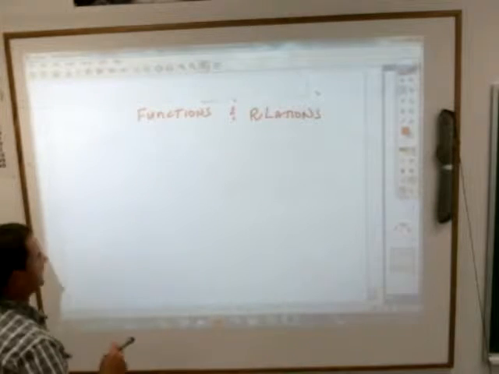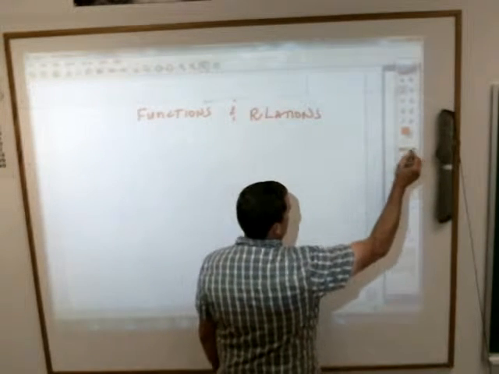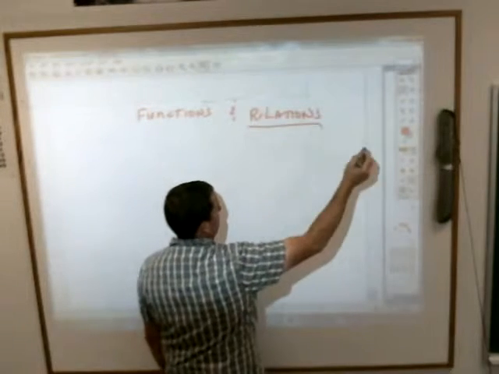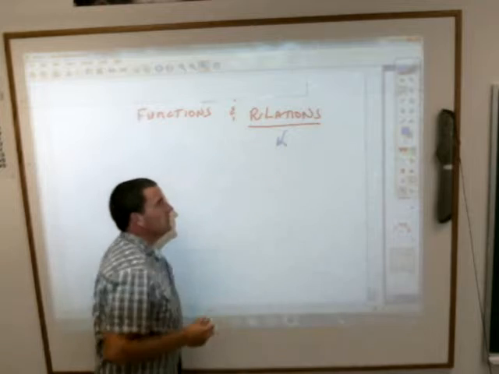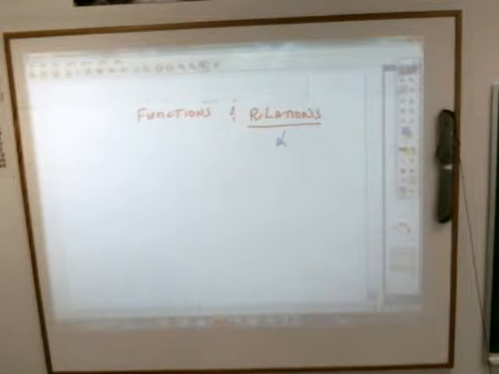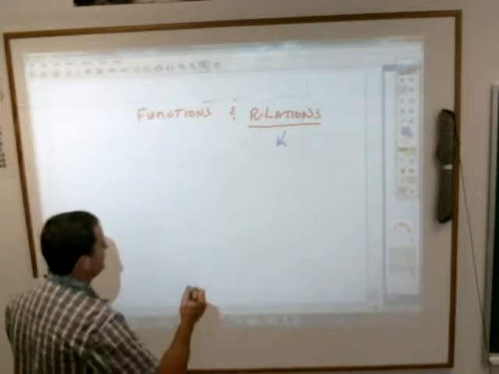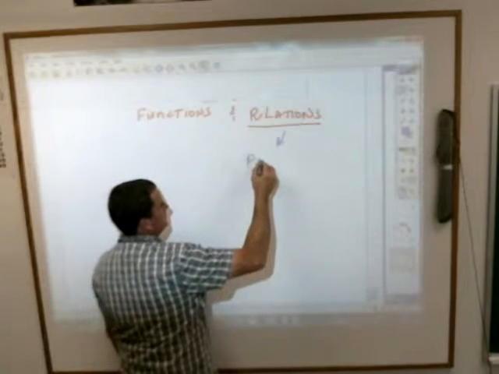You can't really describe functions without describing relations first. Okay, a relation, as the book puts it, the technical definition of a relation is the pairing of two sets of information.